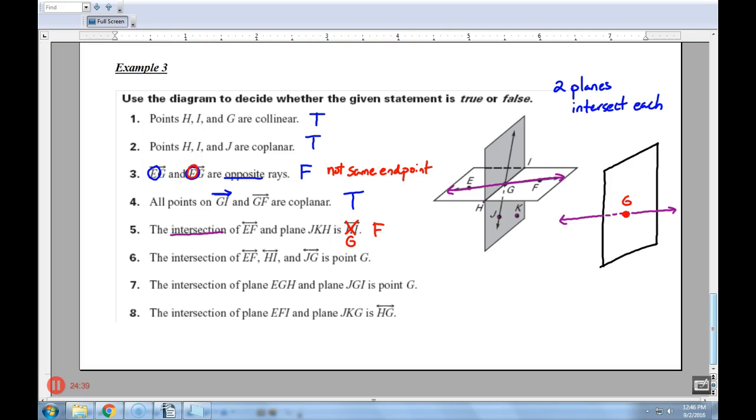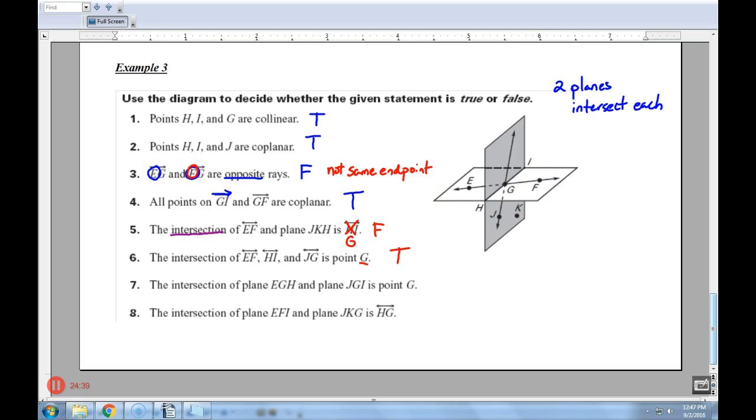All right, moving on down to number 6. Number 6 says the intersection of 3 lines, EF, HI, and JG. Where do they all intersect? Do they intersect at point G? And I believe they do. That is the one point that all 3 lines share. So this one is true. Definitely true.